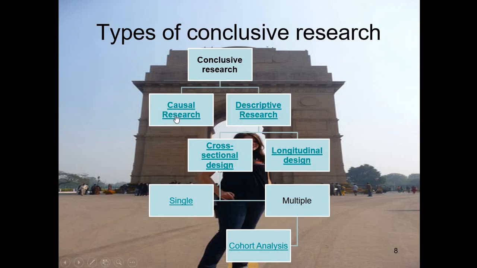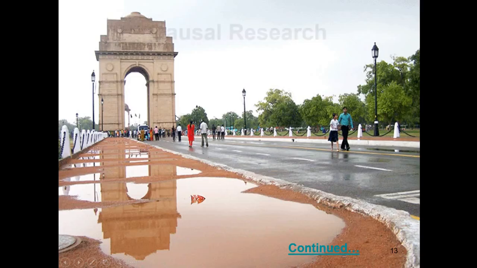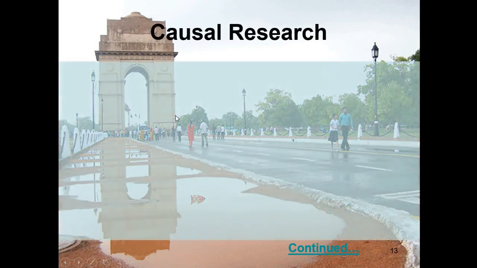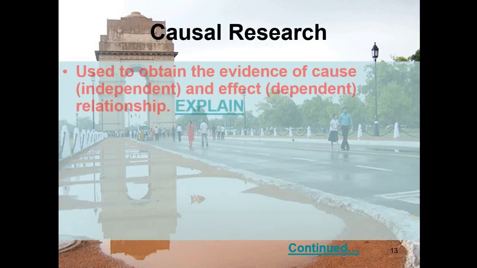subsequently. So let us first start with causal research, because that is one part, and then we'll go to descriptive research. So causal research. This is used to obtain the evidence of a cause and effect relationship. So it is quite clear that we want to find a cause and effect relationship. Then we want to find out whether a thing is really the cause of an effect.